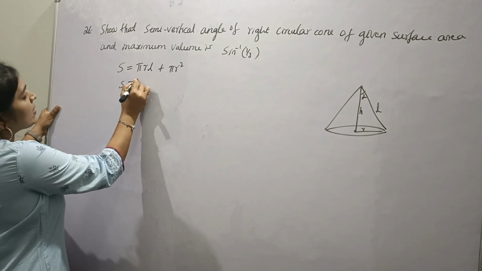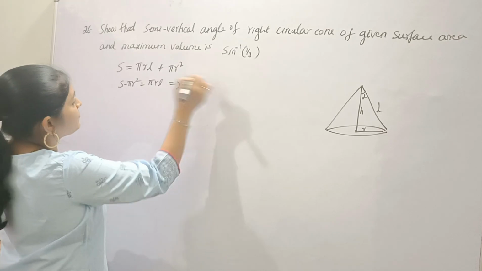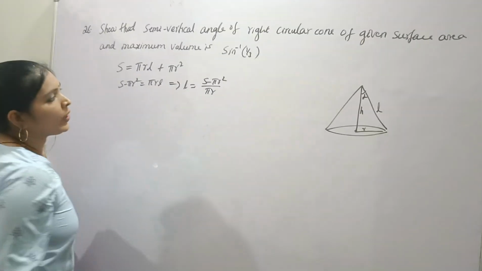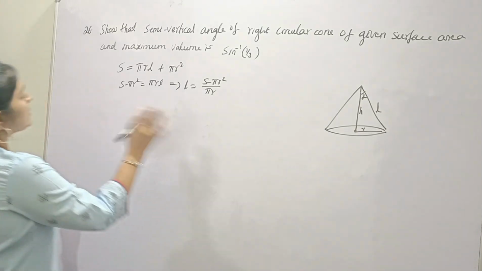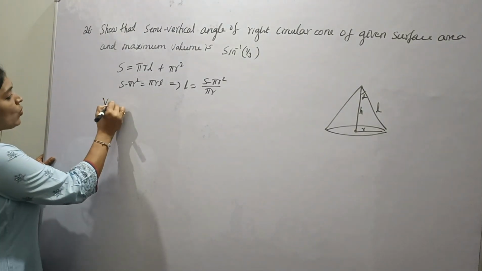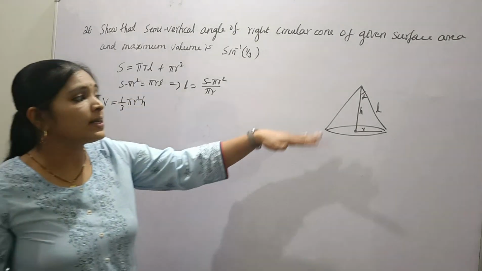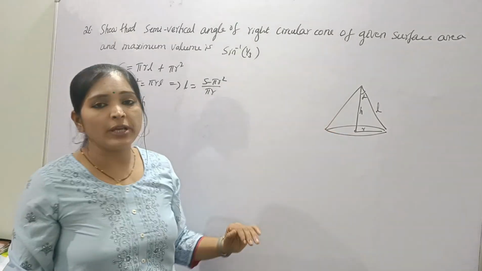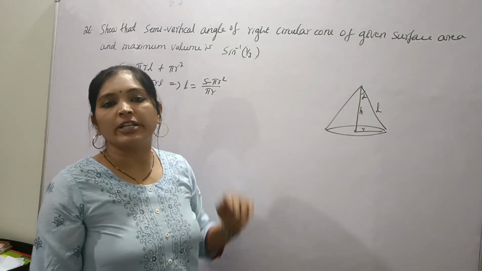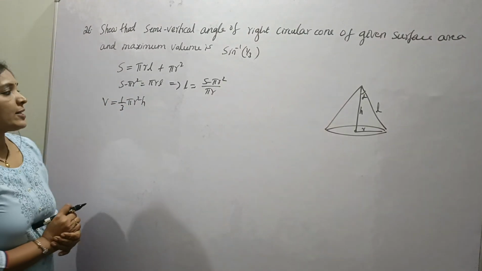S minus pi R square is equal to pi RL. That implies L is equal to S minus pi R square divided by pi R. That is L. And what is our function? Volume of the cone. That is, volume of the cone is equal to 1 by 3 pi R square h. First of all, you have to write: let h be the height, r be the radius, L be the slant height of the cone, and alpha be the semi-vertical angle of the cone. So here V is equal to 1 by 3 pi R square h.